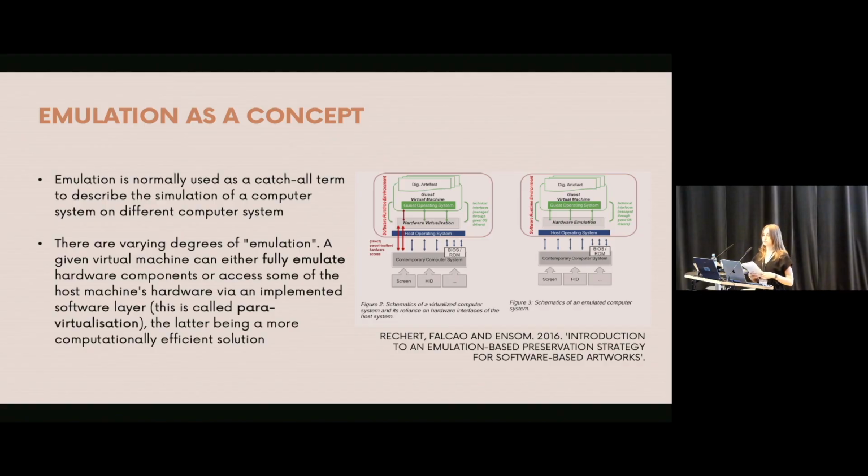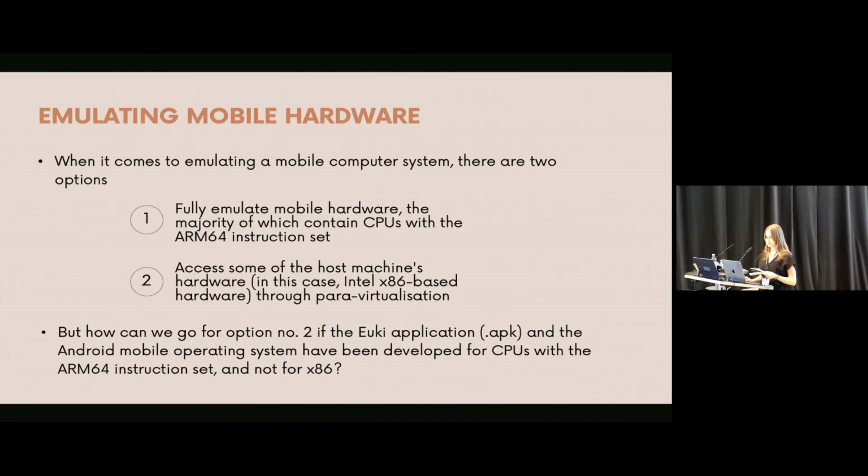Practically speaking, there are varying degrees of emulation. So a given virtual machine can either fully emulate hardware components or access some of the host machine's hardware via an implemented software layer. This is called power virtualization. And the latter option of power virtualization is a more computationally efficient solution, and sometimes it's as efficient as running things natively on the hardware that you're trying to emulate.